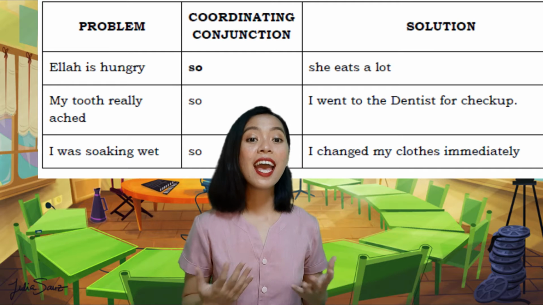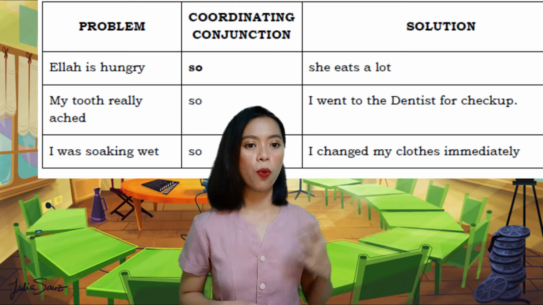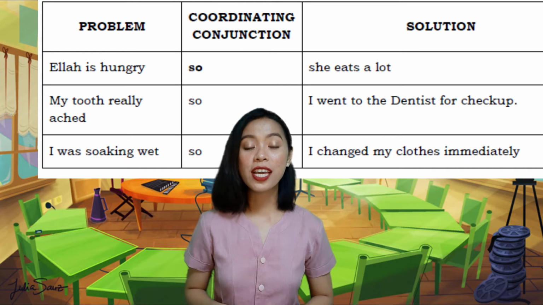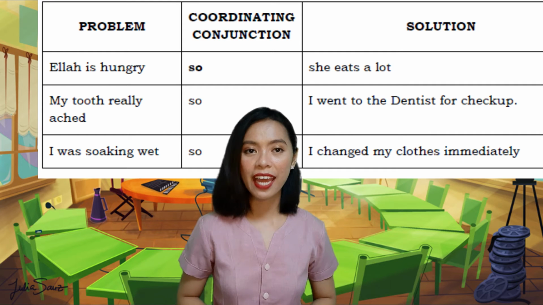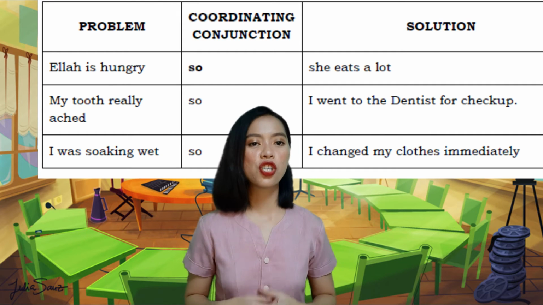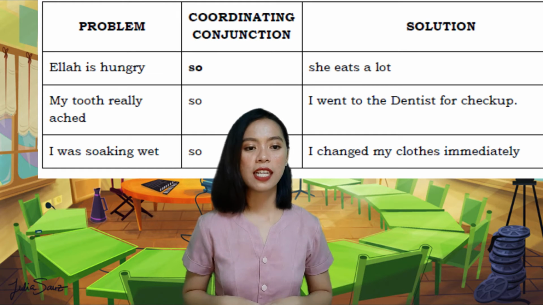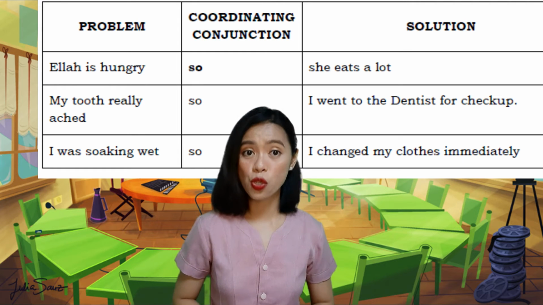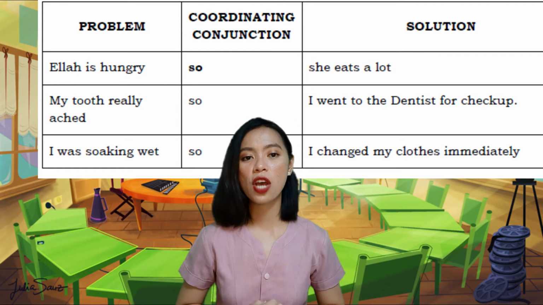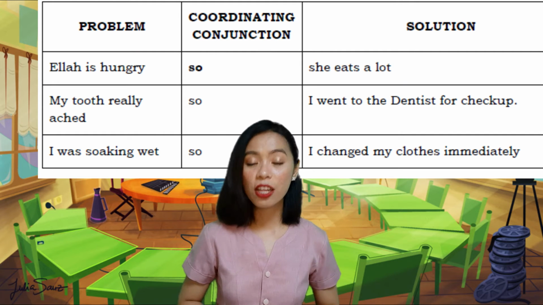Problem: Elia is hungry. Coordinating conjunction so. Solution: she eats a lot. Problem: my tooth really ached. Coordinating conjunction so. Solution: I went to the dentist for checkup. Problem: I was soaking wet. Coordinating conjunction so. Solution: I changed my clothes immediately.